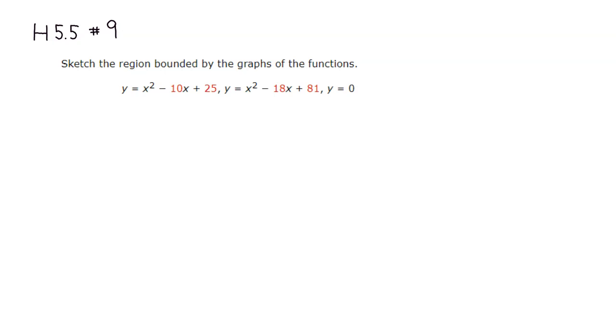We can rewrite these by completing the square: we have (x minus 5) squared, and the second one is simply (x minus 9) squared, right? So it's just a parabola shifted to the right 5 units and also 9 units. All right, I'm going to cheat a little bit and use GeoGebra to demonstrate this.